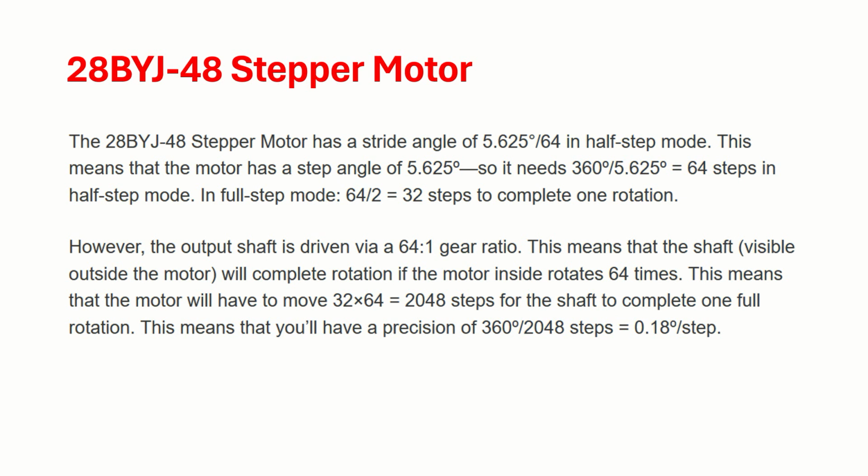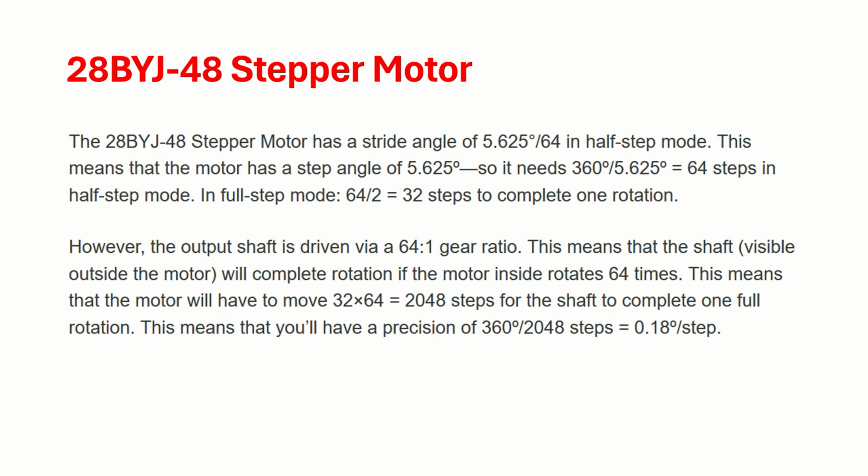All right, so these are some calculations. If you use this stepper motor, which I have just shown, which has a stride angle of 5.625 divided by 64 in half step mode, this means that the motor has a step angle of 5.625 degrees as a displacement. So 360 degrees divided by 5.625 will give you 64 steps in half step mode. In full step mode, 64 by 2, that is 32 steps.